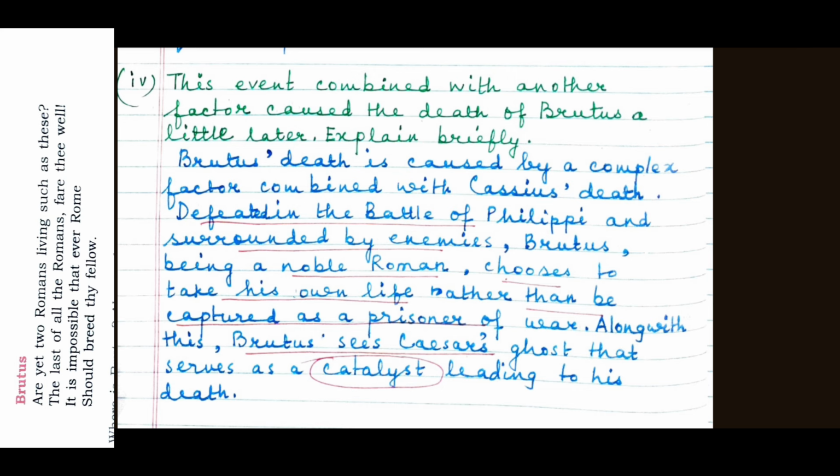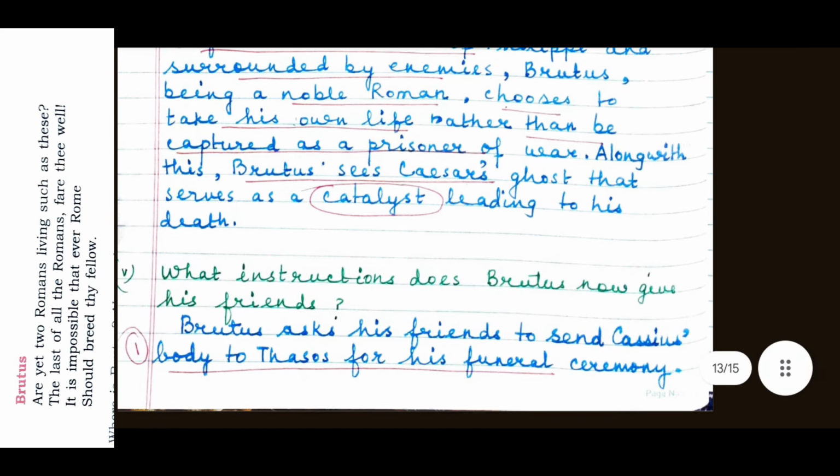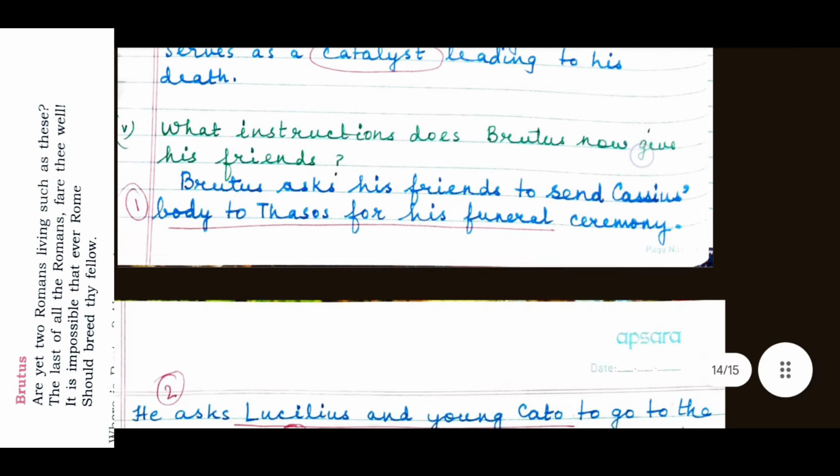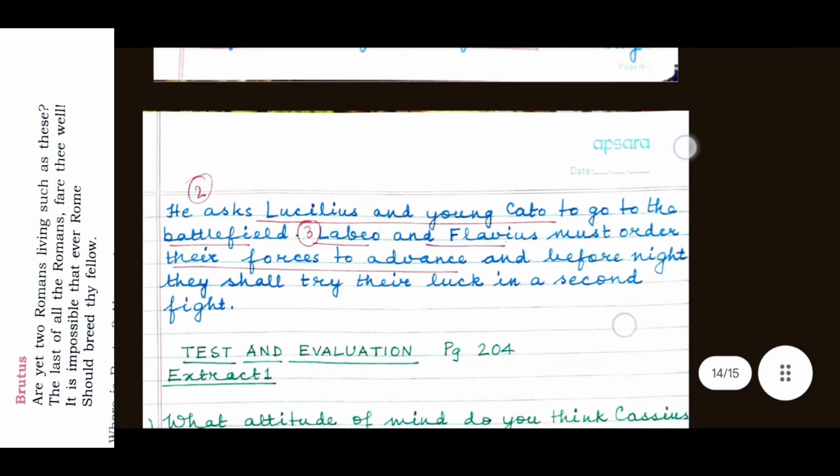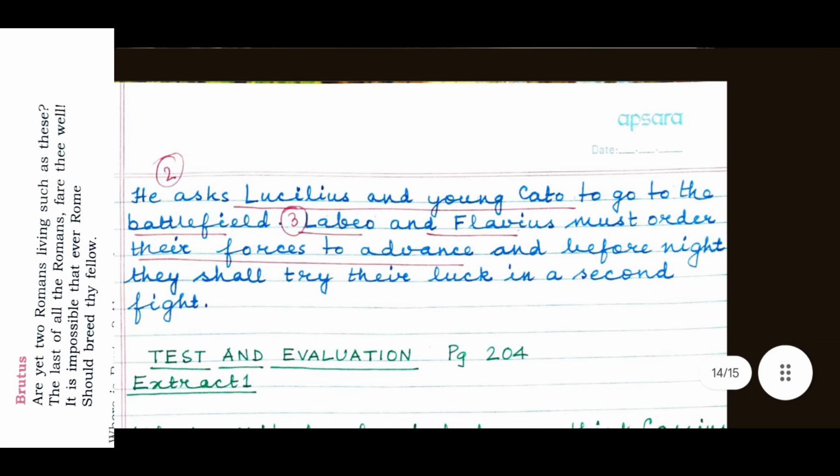So this is the answer. Next, 5. What instructions does Brutus now give his friends? Brutus asks his friend to send Cassius's body to Thassos for his funeral ceremony. He asks Lucilius and young Cato to go to the battlefield. Labio and Flavius must order their forces to advance, and before night they shall try their luck in a second fight. So this is the answer.